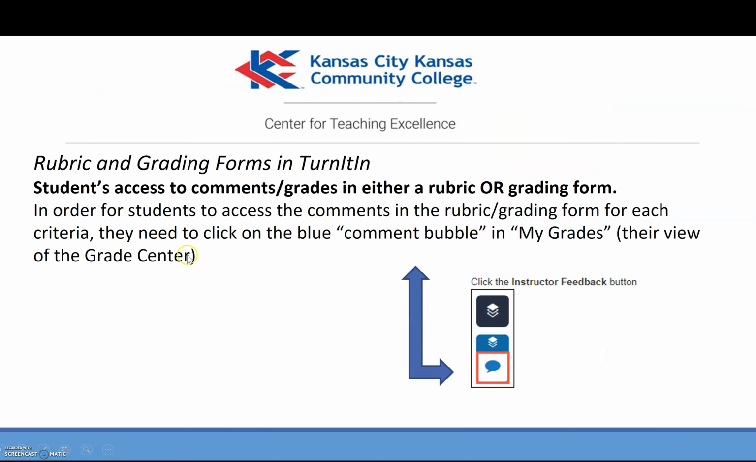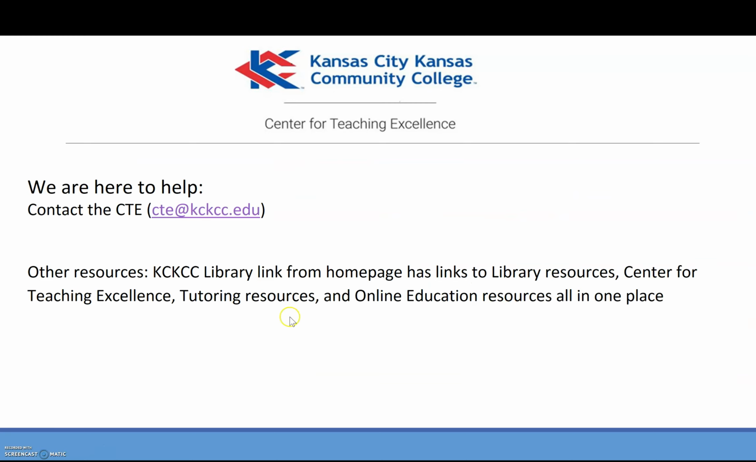The way the students access your comments now is they go to their grades in Blackboard, and there's this little blue comment bubble. Once they click on that, they can see the specific feedback within each of the criterion areas that you established. So that's the way the students can access their feedback as well. So that's basically how to create those within TurnItIn.